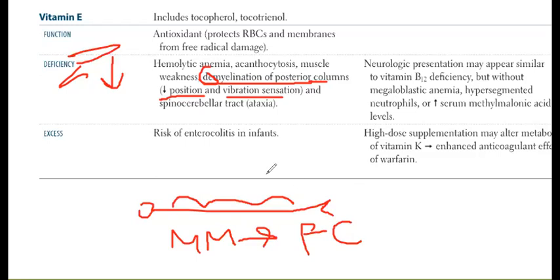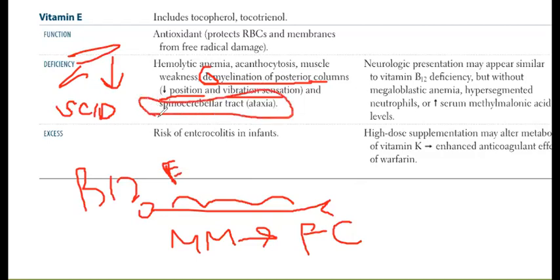So your mind should think of the neurological diseases, especially the disease which is called SCID, which is severe combined immunodeficiency disorder. Okay, we have a problem with vitamin B12 in it and also vitamin E in it. So you see there is a spinocerebellar tract also which is causing ataxia. So the patient will come into your clinic with these problems. So your mind should go for two vitamins. One is B12 and one is E. Okay.